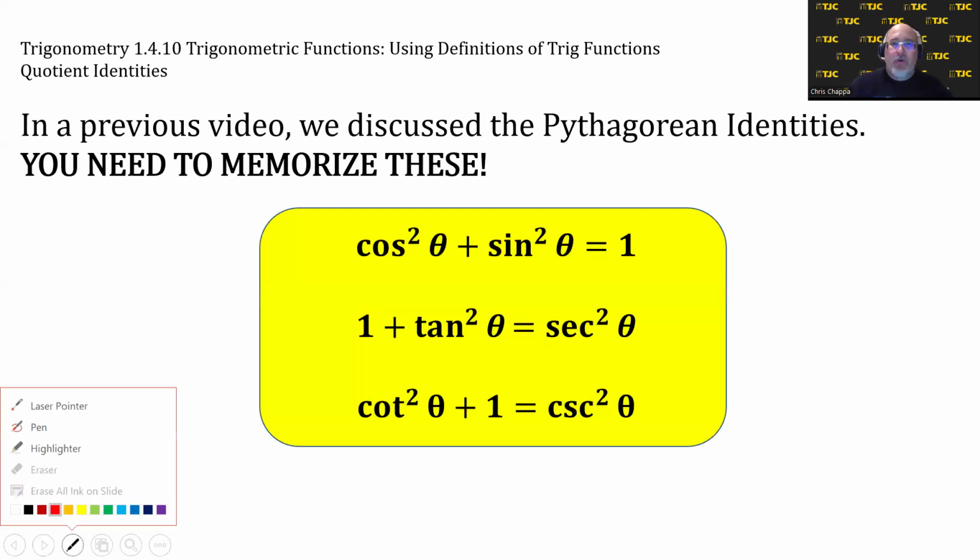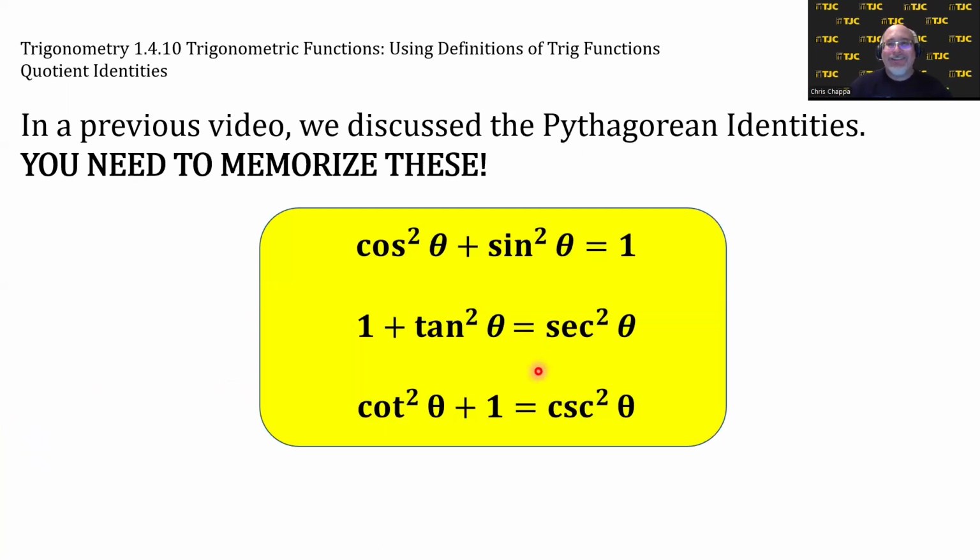In the previous video, we discussed the Pythagorean identities. Here they are. You need to memorize these. Cosine squared theta plus sine squared theta equals 1. 1 plus tangent squared theta equals secant squared theta, and cotangent squared theta plus 1 equals cosecant squared theta.